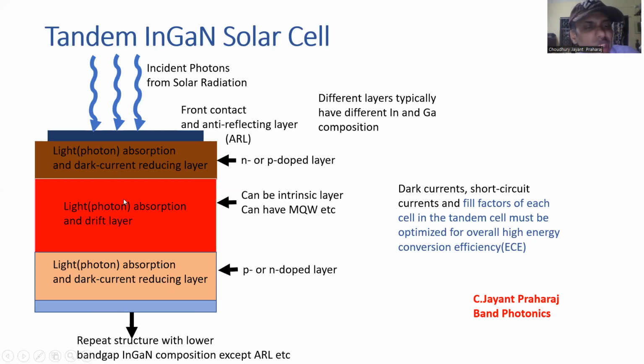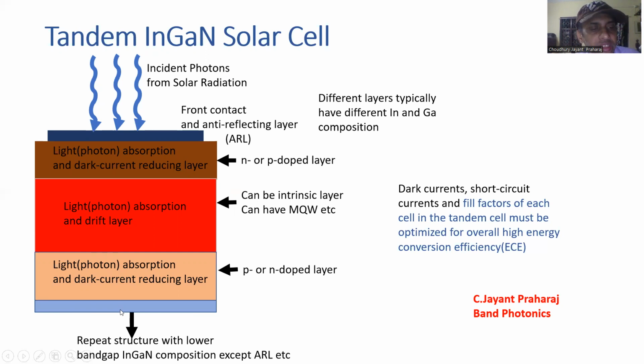So the basic physics is that each subcell in this tandem cell focuses on a specific part of the solar spectrum and then tries to convert as much of the absorbed solar photon energy into electrical power, into current and voltage combinations of electrical power without losing energy to the lattice, losing energy to lattice vibrations or phonons, for example, in these materials. Now, that is the basic concern behind tandem indium gallium nitride solar cells.